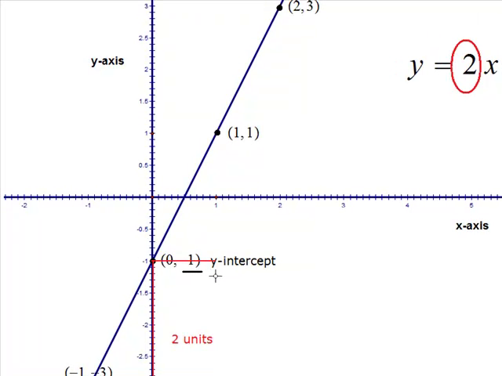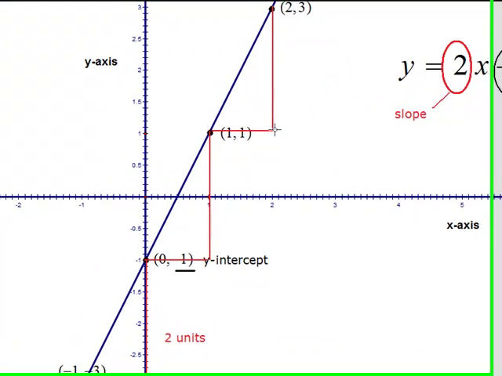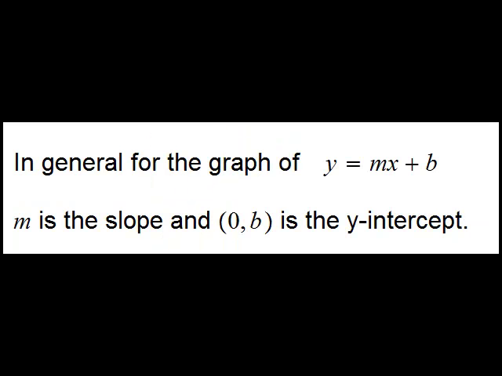See, I go 1 unit to this side, and then I have a rise of again 2 units, from here to here. Same thing over here: I go to this side by 1 unit and I have a rise of 2 units. So this part gives us the slope of this line, that is rise over run. For 1 unit of run, I have 2 units of rise. So in general, for the graph of y equals mx plus b, m represents the slope and b gives us the y-intercept.